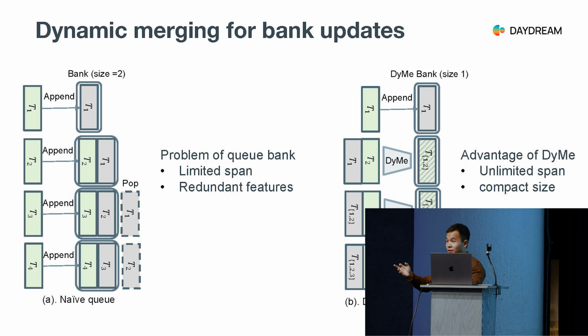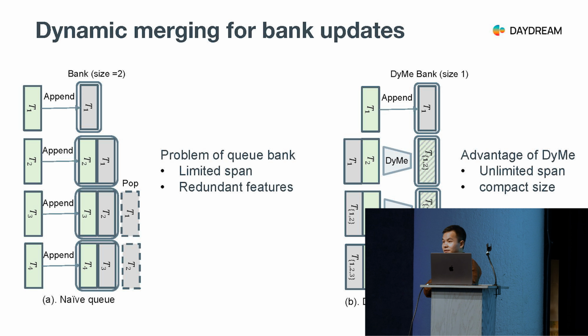One is a naive queue. We get a queue here, so the bank size is 2. T1 is the feature map of the current frame, and we append the feature into the bank. When we have the second frame feature, we append it to the bank. But when the third frame comes in, remember that the size of the bank is 2, so we have to pop out the past frames. We pop out the first frame. And for the fourth frame, we have to pop out the second frame.